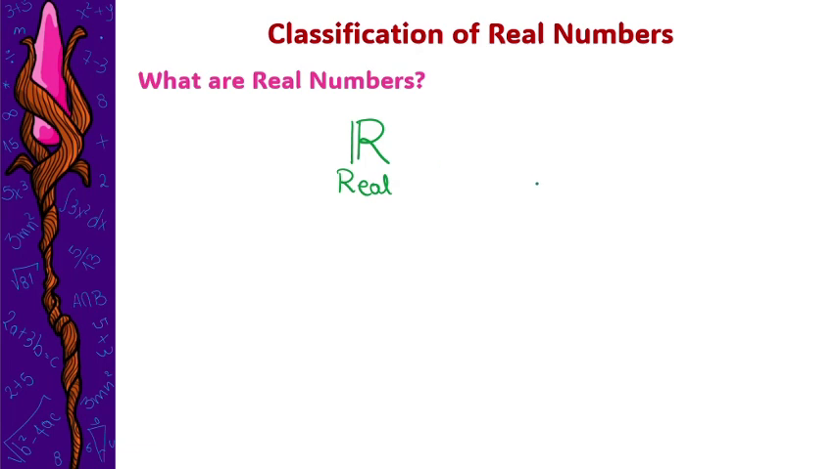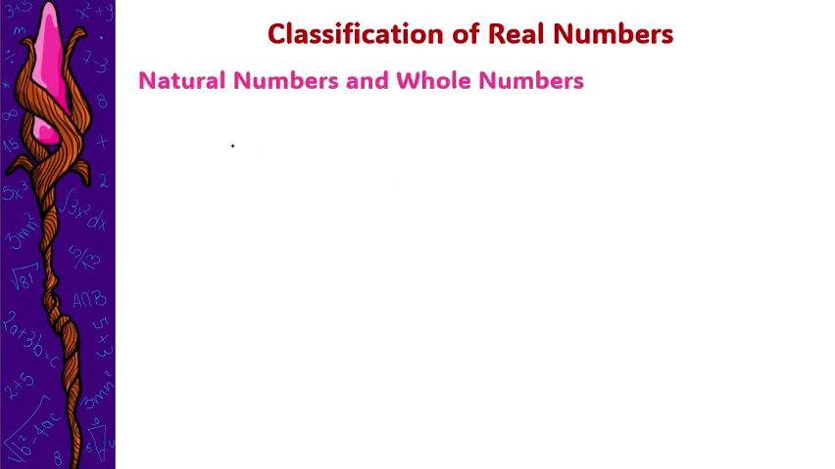The real numbers are every number that you could think of. It could be 1, 100, 1/4, the square root of 5, pi, Euler's number, 1.2357, etc. They are all real numbers, but they are classified in different groups according to their characteristics. Let's check. The first group we are going to check is the natural numbers and whole numbers.